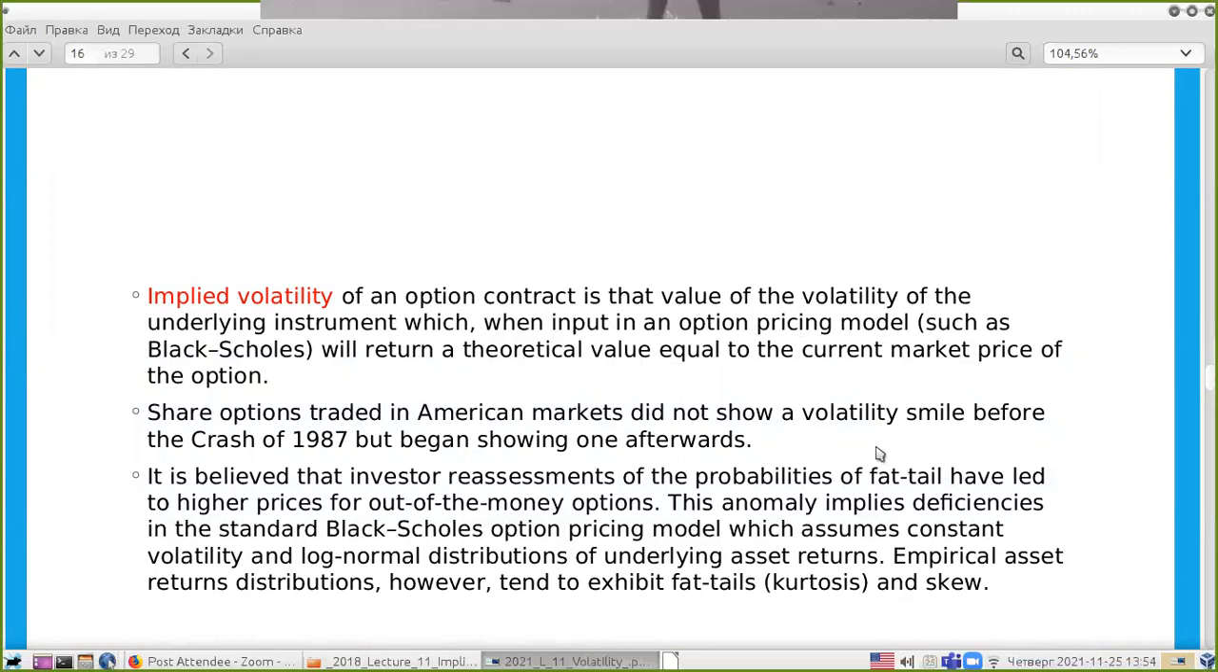What's interesting is that share options traded in the American market didn't show a volatility smile before the crash of 1987, but began showing one afterwards. It is believed that investor reassessment of the probabilities of fat tails has led to higher prices for out of the money options. This anomaly implies deficiencies in the standard Black-Scholes option pricing model, which assumes constant volatility and log normal distribution of underlying asset returns. Empirical asset return distributions, however, tend to have fat tails, kurtosis, and skew.